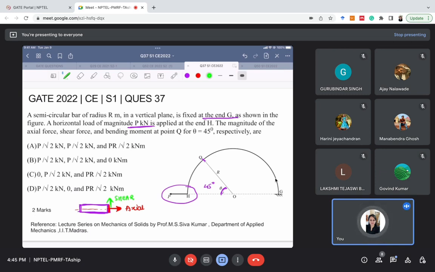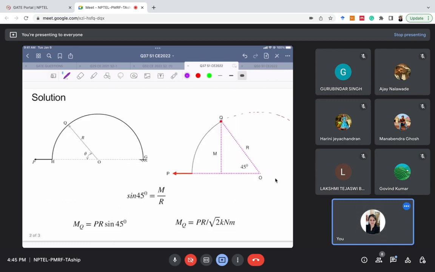And where is point Q? Point Q is at 45 degrees, so here is the point Q. We need to find the value of all the three things. So let's start with the problem now. First, we will identify the value of bending moment. It's a very simple question. They have asked the bending moment at point Q, and we all know how the bending moment is calculated.